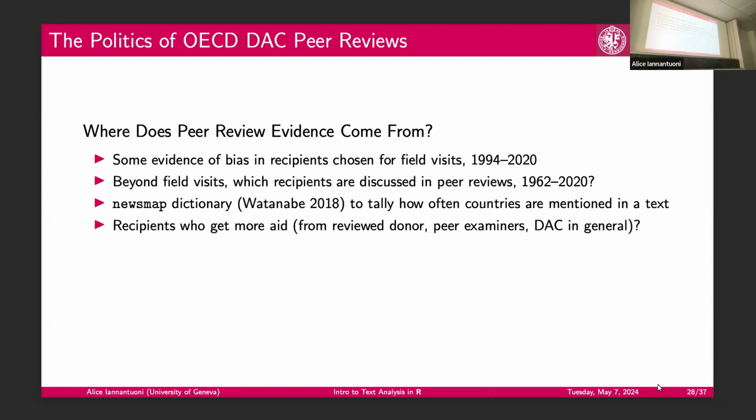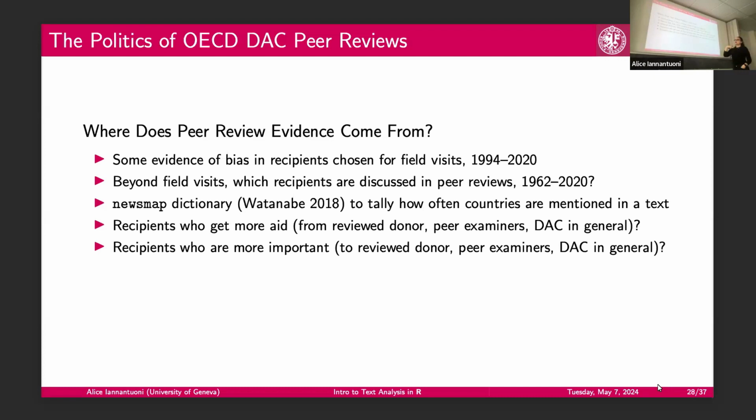One question that we might have is whether recipients who get more aid are also discussed more. Again, that seems like a very straightforward expectation to have. Or whether recipients who are more important strategically, diplomatically, for whatever reason you might think of, get mentioned more. Or whether maybe recipients that make conducting a review easier, recipients that are easier to travel to, recipients who have higher statistical capacity in their government, so data might be easier to get, right?